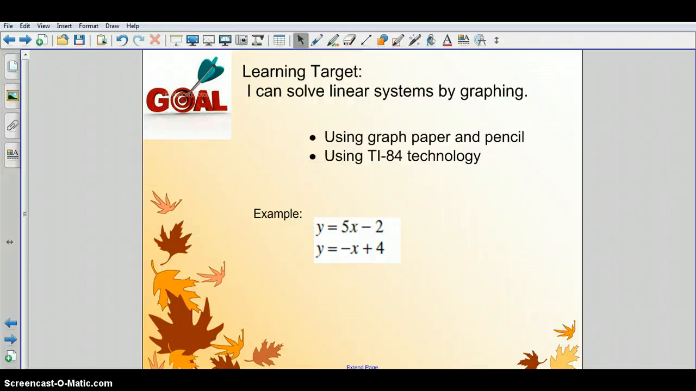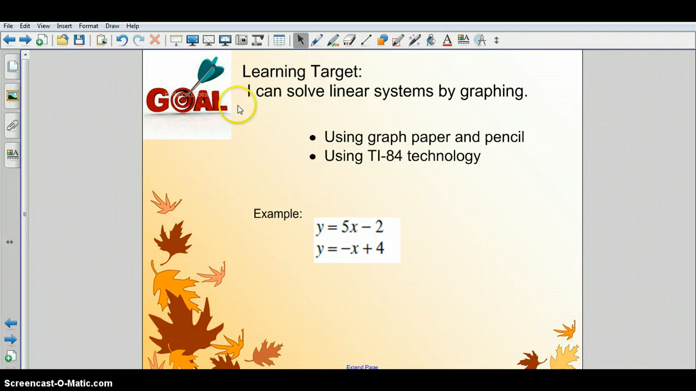Okay, so here we go again. We're going to pick up where we left off yesterday. We were solving linear systems by graphing. This is Miss O'Brien talking. We are still in lesson 7.1. We are going to finish it up today by practicing graphing linear systems using paper and pencil, graph paper. But also we're going to explore a little bit with the TI-84 graphing technology as well.